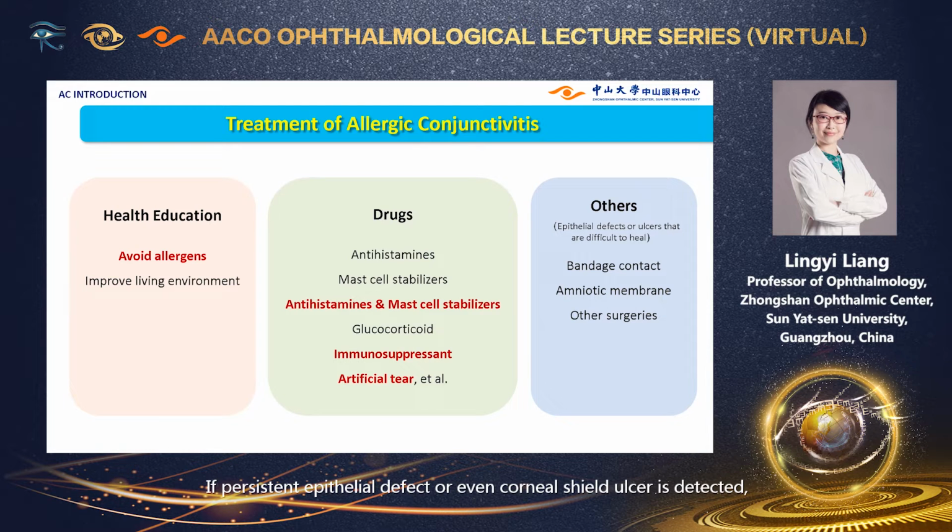If persistent epithelial defect or even corneal shield ulcer is detected, bandage contact lens and amniotic membrane transplantation may help. In patients with severe corneal ulcer, keratoplasty may be an option.